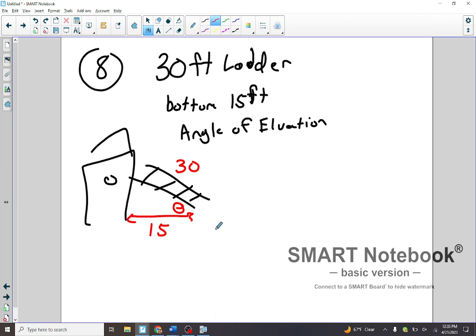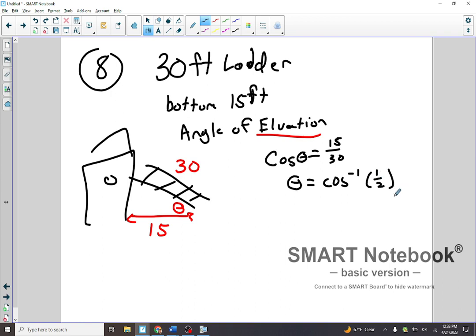How do you know where to place theta? It's always off the ground. Theta's always off the ground. Well, it says angle of elevation. So this one, you could actually figure out without using a calculator. But you could also do cosine, because it's adjacent. Cosine of theta is 15 over 30, and then theta equals cosine inverse of 1 over 2.